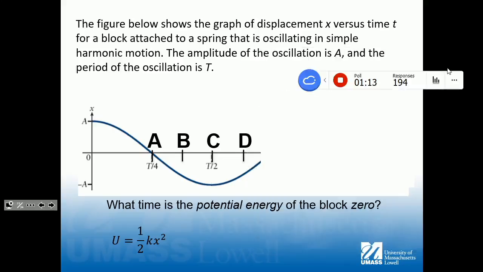Good. Right? Because you're plotting displacement as a function of time. Where displacement is 0 is A. Right? That is equilibrium. Correct? Okay. So click the appropriate response.